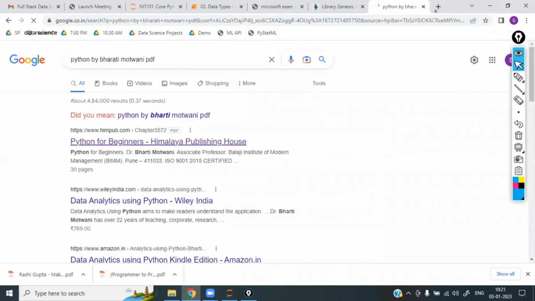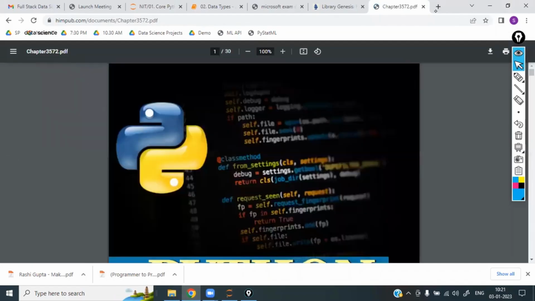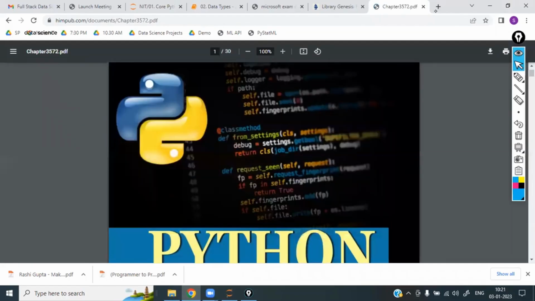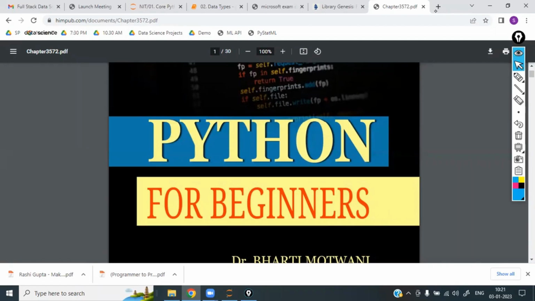This is the book. This is available for offline. This is not available in the PDF format. If you can get it in the PDF format, please share it with me, right?